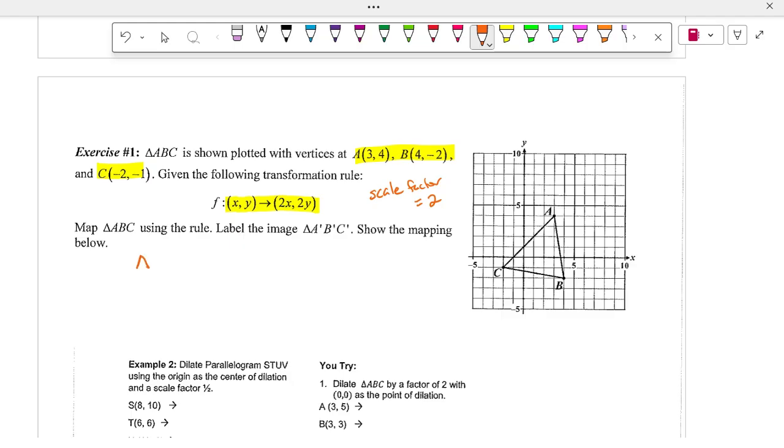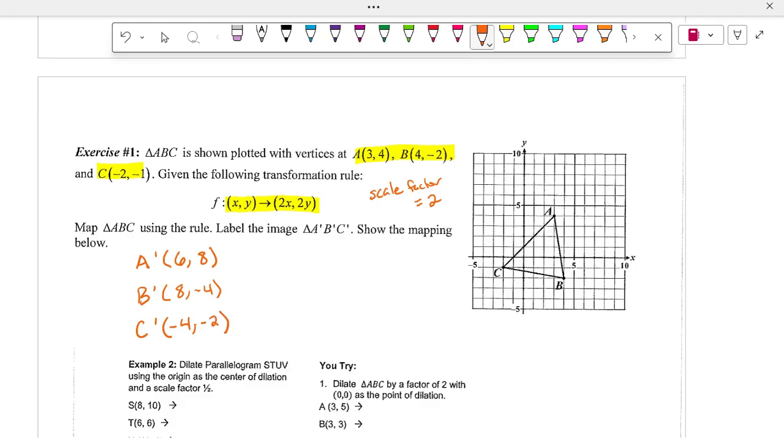So what am I essentially doing to all of these points? Multiplying each part of them by 2. So what would A prime be? 6, 8. 3 times 2 is 6. 4 times 2 is 8. What about B prime? 8, negative 4. C prime? Negative 4, negative 2.